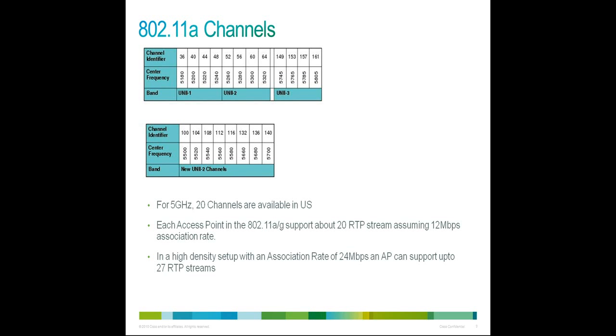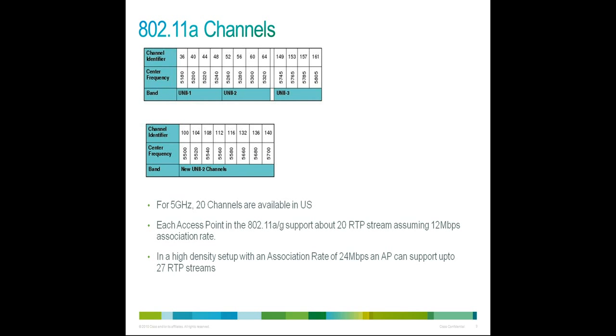In the 802.11a band, we have the Uniband 1, Uniband 2, and Uniband 3, each providing 4 channels. Besides this, we also have the extended Uni2 band, which provides additional 8 channels. In all, in the US, you can get up to 20 channels in the 5 GHz range. In terms of capacity, assuming that the phones associate at the minimum allowed data rate of 12 megabits per second, you can have up to 20 RTP streams on a single access point.